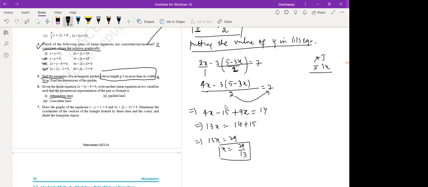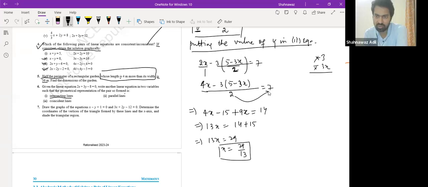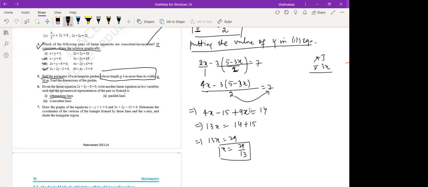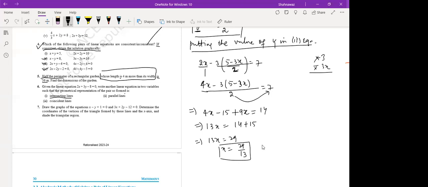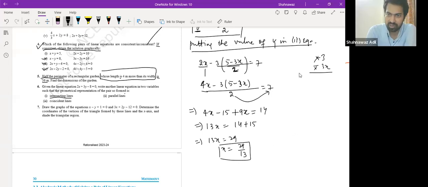This 2 is in the division, so it goes to the right, and it becomes 2 into 7, which is 14. So 4x minus 15, and 3 into 3 is 9x. So 4 plus 9 is 13x, and 15 goes to the right hand side, so this becomes 29 by 13. Understood? Yes, sir. Now we have calculated the value of x.